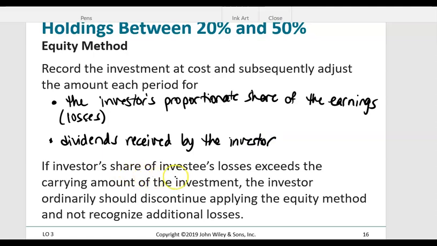If an investor's share of the investee's losses exceeds the carrying amount, or the cost or the book value of that investment, then the investor typically would stop using the equity method and stop recognizing additional losses. Let's take a look at an example.